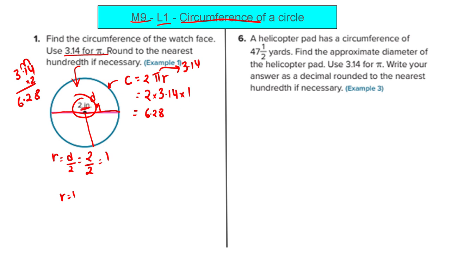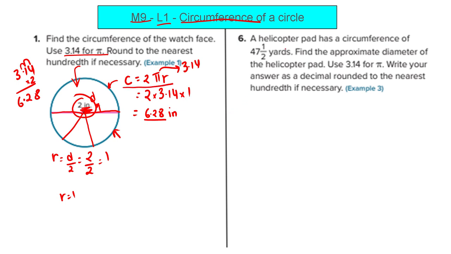Now the unit given here is inch. So I will put inch here. So the circumference, the length of this blue line, is how much? 6.28. Okay. In the exam he can give you the radius directly also. So if he gives you the radius directly, you can directly put it in the formula. What is the formula? C equals 2 pi r.